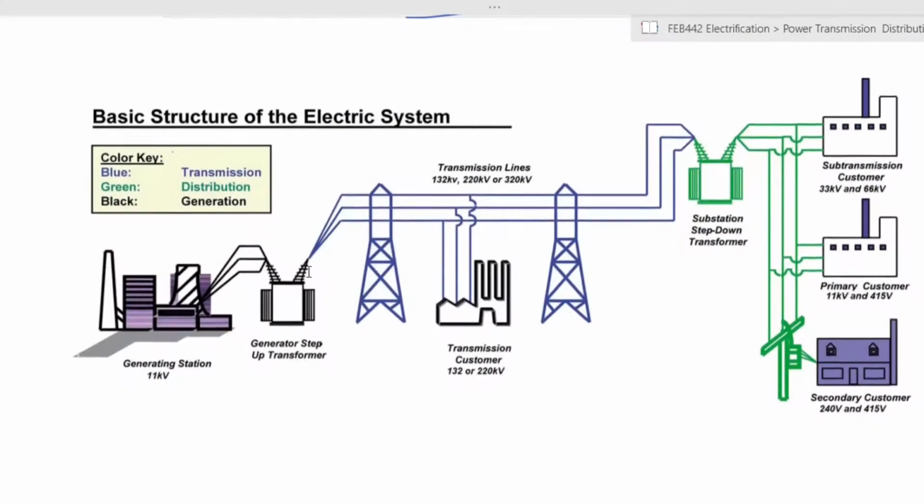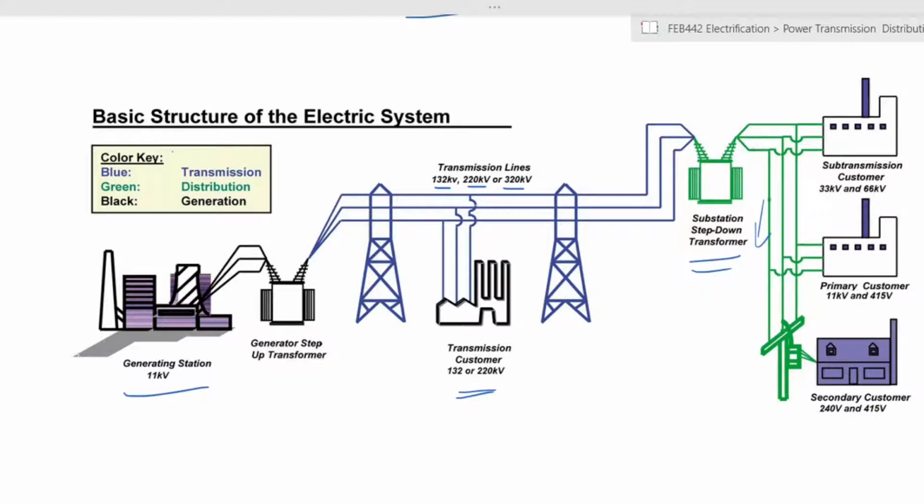So from the one-line diagram, we now have the basic structure of the electric system. You have your generating stations, generating at 11 kV. You have your transmission at 132, 220, or 320. Now you have certain customers, very large-scale customers, who can take power at that high voltage. Then from the transmission side, you then have the substation with its step-down transformer, and you have your power distribution network.